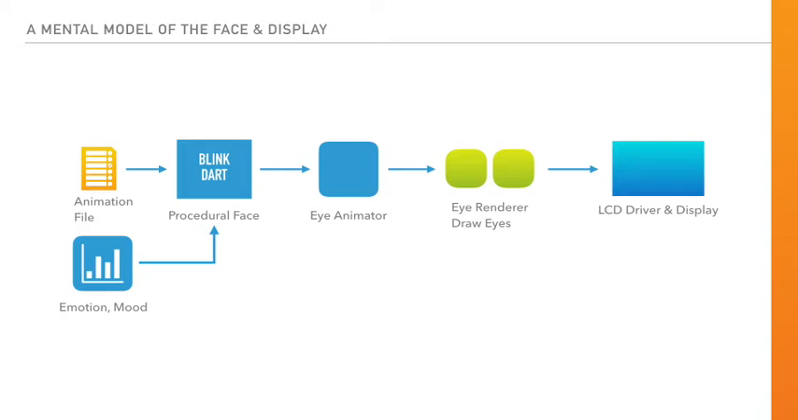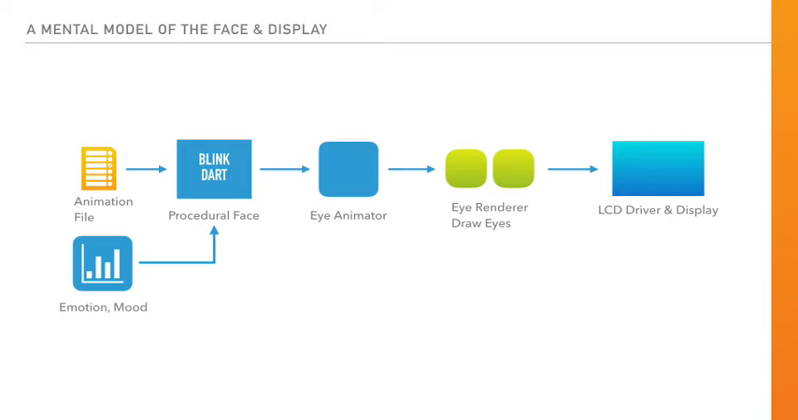The steps in the animation file are modified by the procedural face module to give the eyes lifelike characteristics and to break any creepy staring effect. The procedural face adds in blinking and squinting steps and causes the eyes to dart or change focus from time to time. This may be influenced by the current stimulation level or mood of the robot.